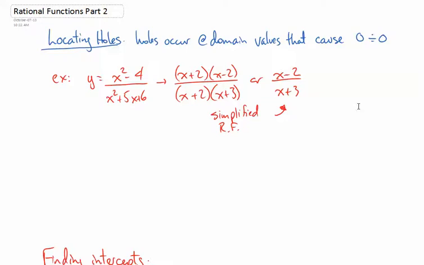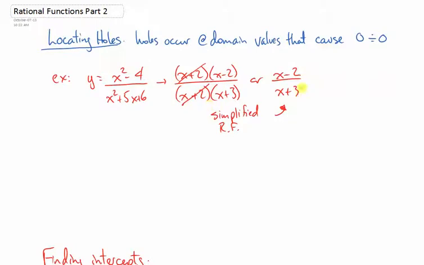I want to discuss locating holes in rational functions. It was mentioned in a previous video, but I didn't get to elaborate on it a bunch. Holes occur at domain values that cause division of 0 by 0. In the example given here, I'm going to get a hole at x equals -2, because when I factor what was given, I get a common factor of x plus 2 that can be divided out.